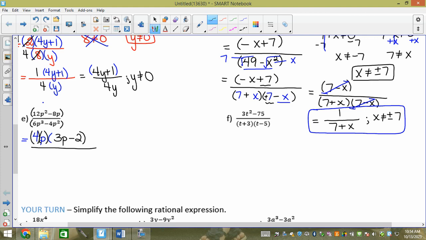Now the denominator, what can I take out? A 2 and a p squared. 6p cubed divided by 2p squared. 6 divided by 2 is 3. p cubed, take out a p squared is p. And then negative 4p squared, take out 2p squared. Negative 4 divided by 2 is negative 2. p squared, take out p squared. No p's left.